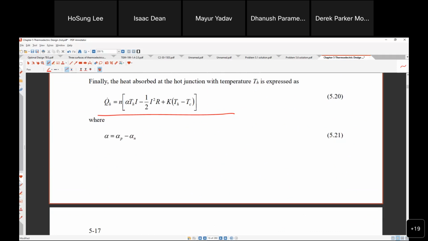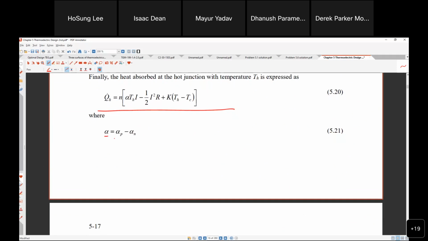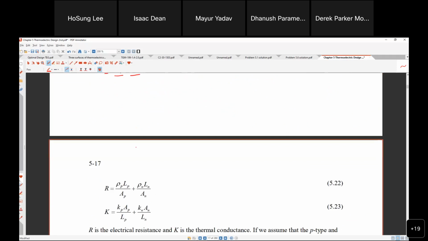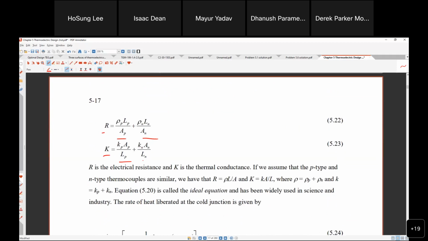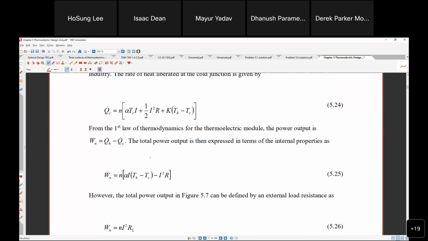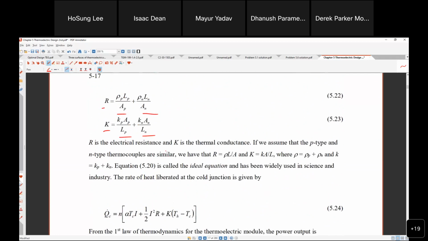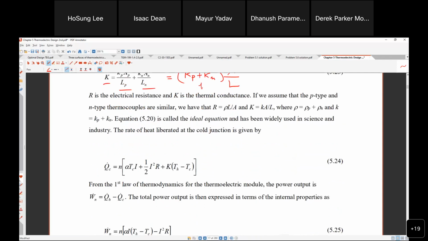QH, we understand everything we discussed. Alpha should be P type, N type, and N must be minus. And also R, there are two, P type and N type. K also P type, N type. But if we assume the length and cross-sectional area are similar, then you can say K is KP plus KN times A over L, something like that. Okay, you can say that. So K is that, same as rho, if it is similar, assumed.